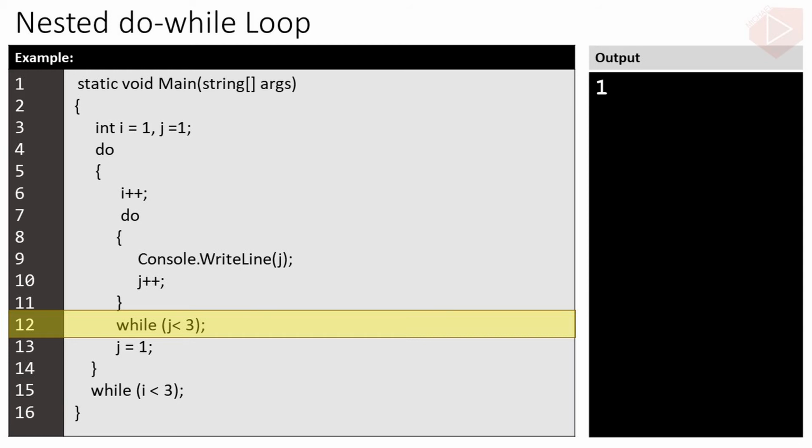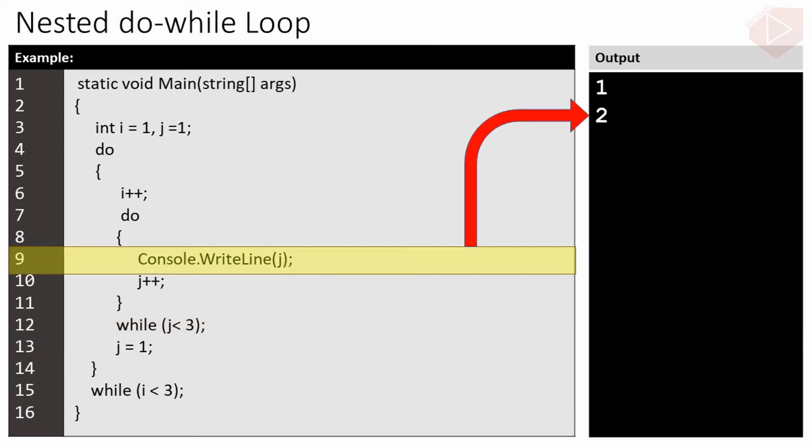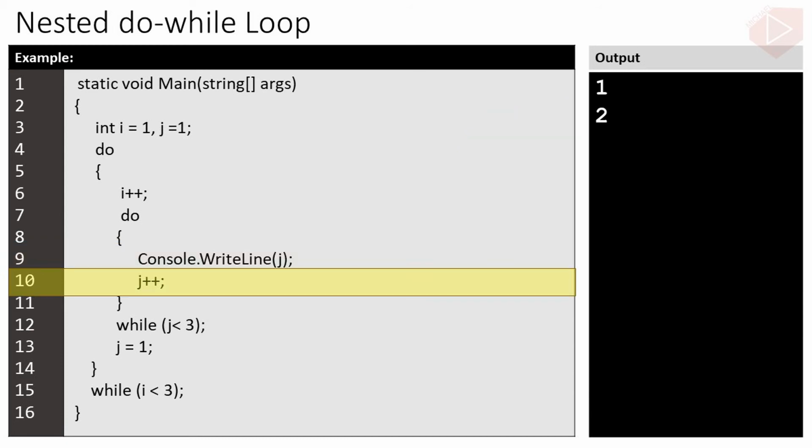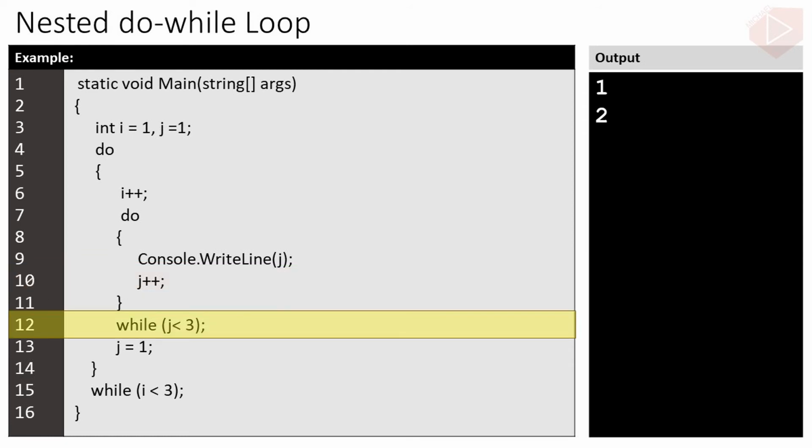The condition is true, so it will read the body of the inner loop again. This will print the value of j, which is now equal to 2. Then increment again the value of j, which makes the variable j now equal to 3. Ask variable j, which is now equal to 3, if it's less than 3. This time, the condition is false, and exit the loop and read the next statement.